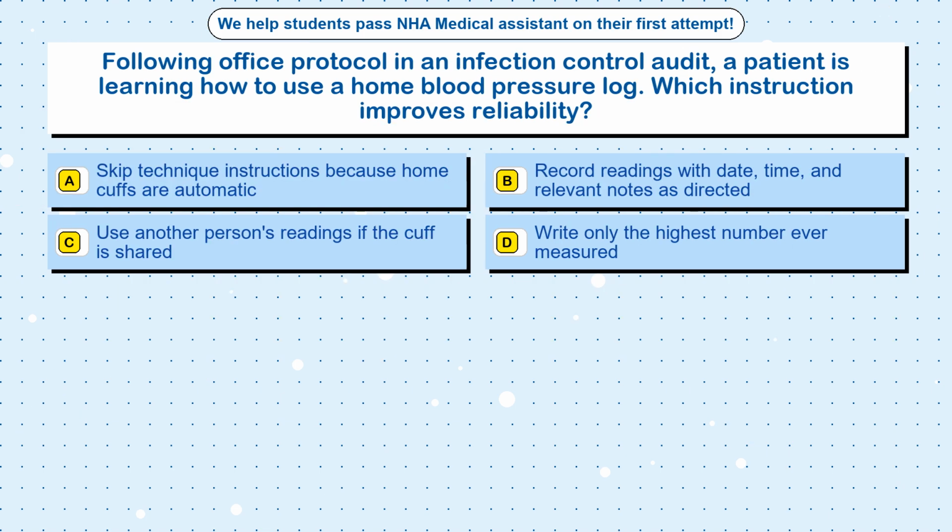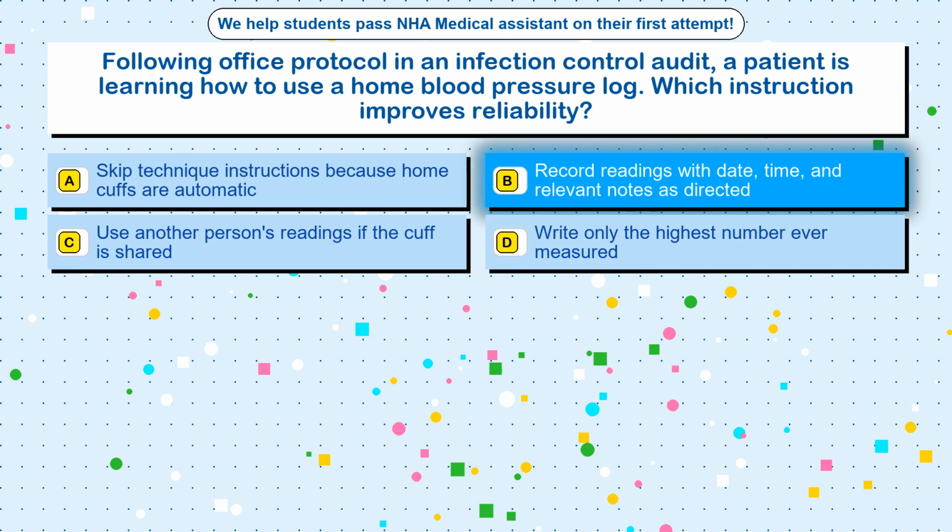Question 11. Following office protocol in an infection control audit, a patient is learning how to use a home blood pressure log. Which instruction improves reliability? Option A, skip technique instructions because home cuffs are automatic. Option B, record readings with date, time, and relevant notes as directed. Option C, use another person's readings if the cuff is shared. Option D, write only the highest number ever measured.